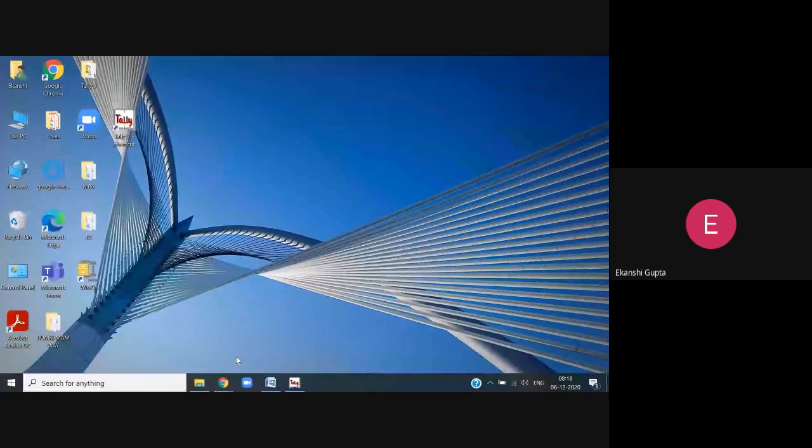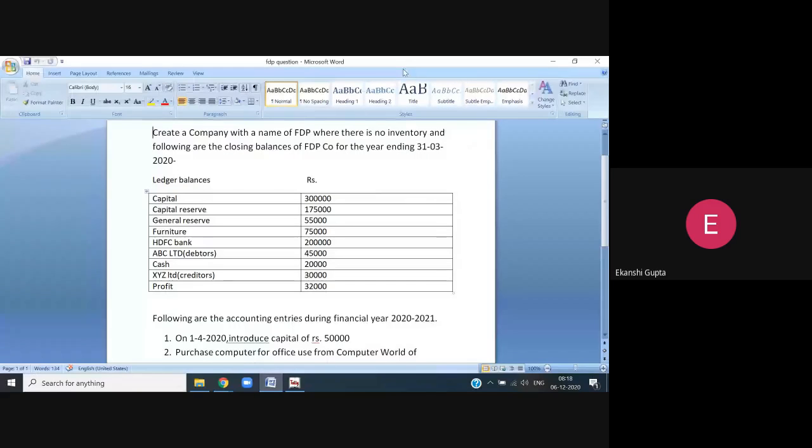Now just again, we'll go back to the question. So the next part, they had given us the ledger balances. These are the closing balances of the previous year, which ended on 31st March 2020. So the opening balances for my financial year would be these. So let's create the ledger accounts.